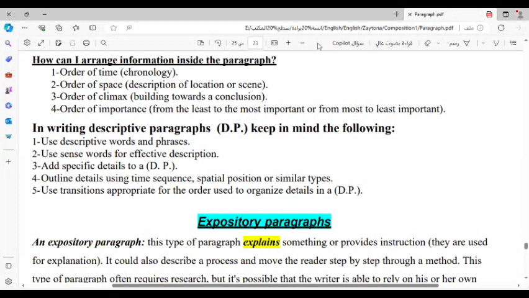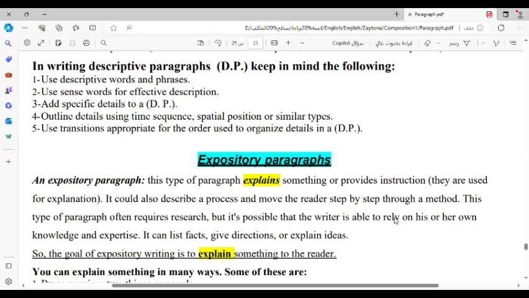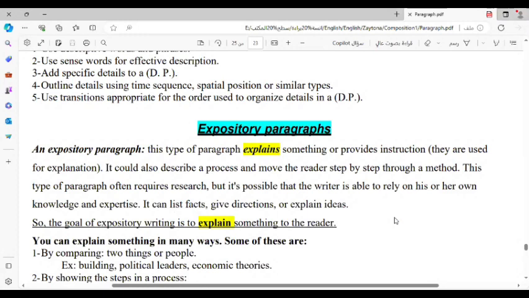Okay, so let's move to the expository paragraph, and this is easy as well. Expository paragraph, which is the last type of paragraph types. This type of paragraph explains something or provides instruction that they are used for explanation.